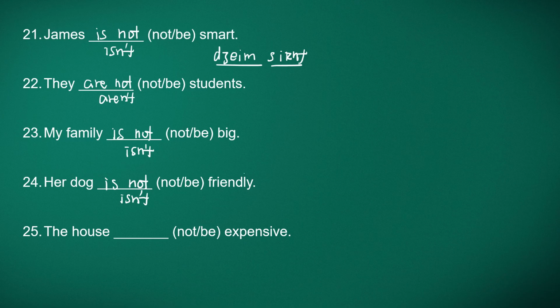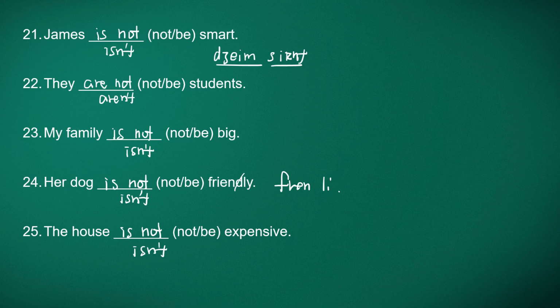So friendly. Do not pronounce the D. Say friendly. Her dog isn't friendly. The house is not. The house isn't expensive.